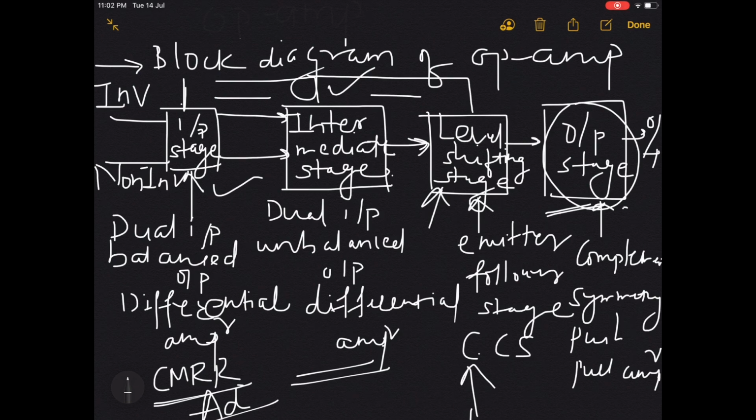So, this is the main structure. There may be a question in your exam: write a short note on the block diagram of op-amp. In the answer you have to draw this diagram first and explain each block in detail. So, this is about the block diagram of op-amp.